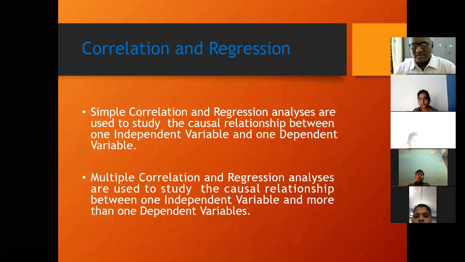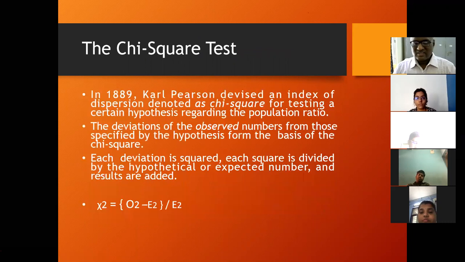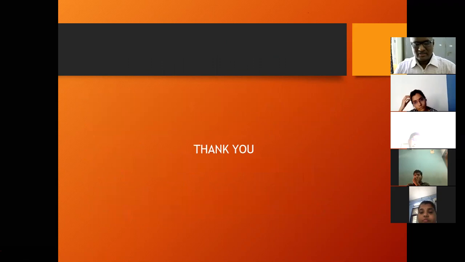You can go for correlation and regression. This is especially useful for numerical analysis. If you want to establish a causal relationship between a dependent variable and an independent variable, you can use correlation for two variables only. For more than two variables, you can go for multiple correlation or multiple regression. And apart from this, we have many non-parametric statistical tests. Chi-square test is there, binomial test is there. You can use it, so many tests.